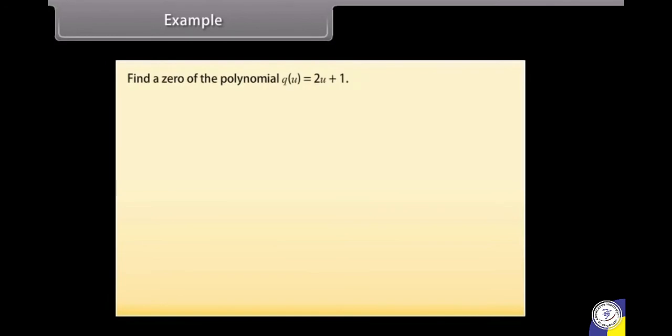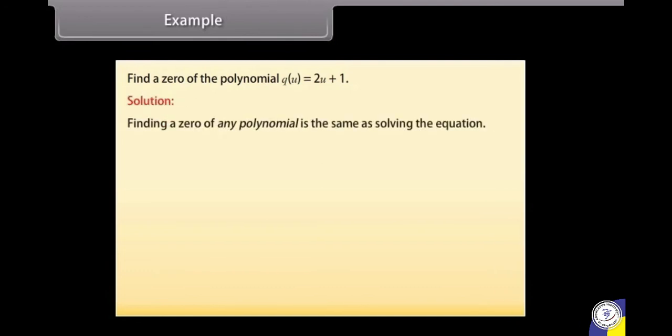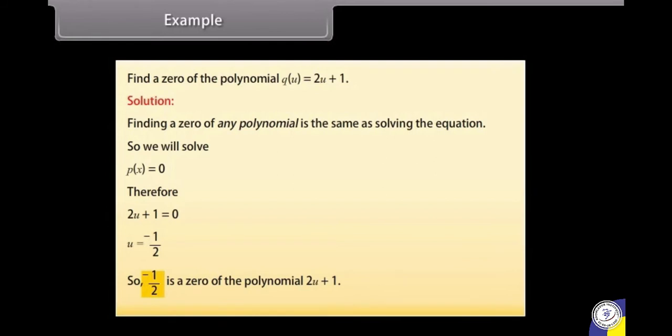Let's now find a zero of the polynomial q(u) is equal to 2u plus 1. Solution. Finding a zero of any polynomial is the same as solving the equation. So we will solve p(x) is equal to 0. Therefore, 2u plus 1 is equal to 0 gives us u as minus 1 upon 2. So, minus 1 upon 2 is a zero of the polynomial 2u plus 1.